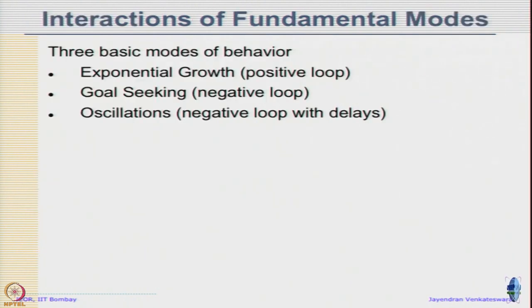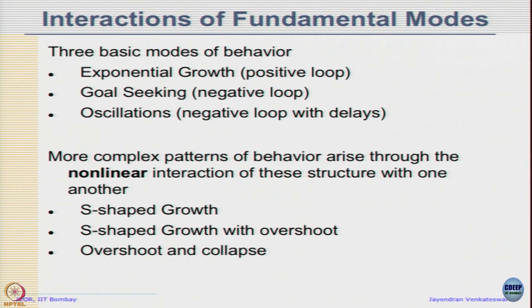So these are the fundamental modes: exponential growth, a positive loop; goal seeking, a negative feedback loop where there is a goal; oscillations, a negative loop with delays. A mix of these can cater to a greater variety of behavior, more complex patterns, where there is nonlinear interaction in the structure. For exponential growth and goal seeking, you will find that the underlying structure is actually a linear model, so you can apply various linear control systems techniques to look at that. But once the system becomes nonlinear, you get more interesting behaviors: S-shaped growth, overshoot, collapse, and things like that.